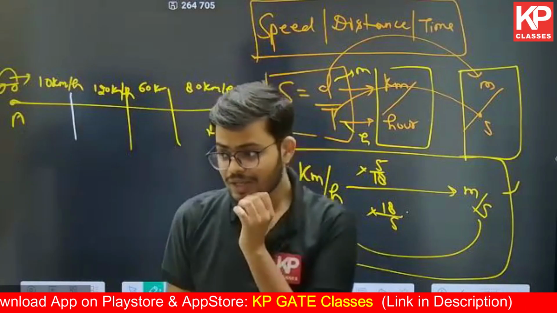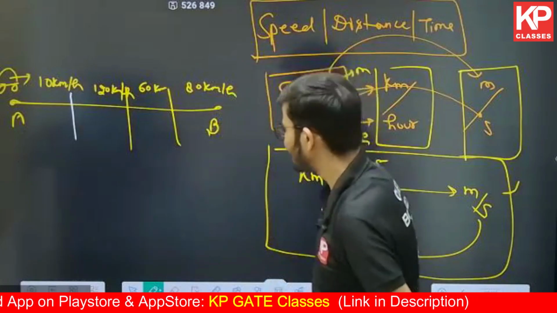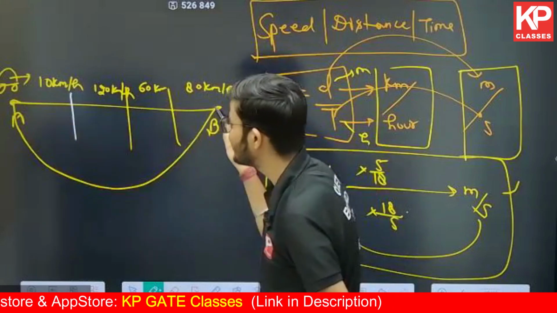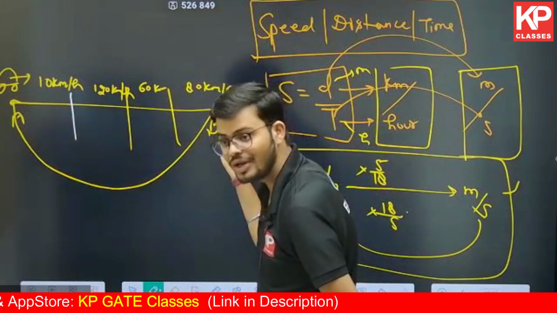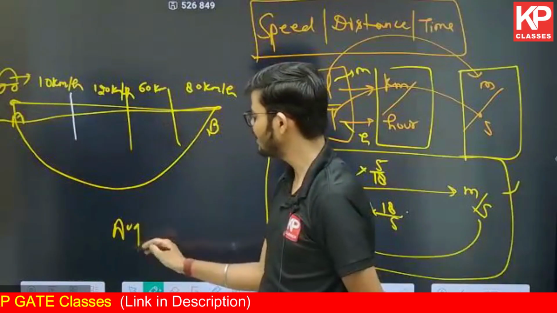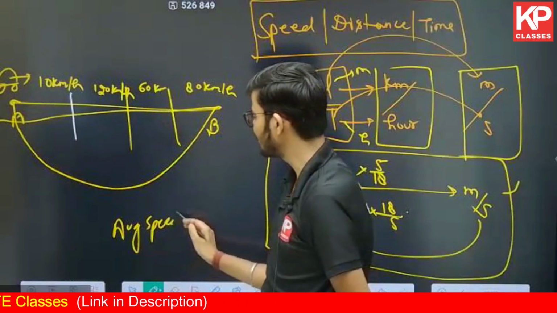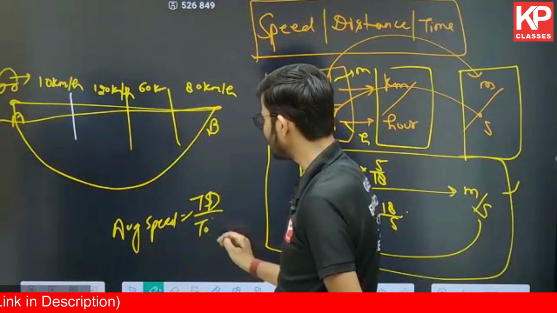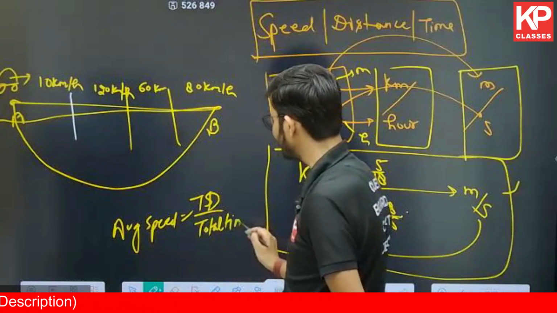So what is the concept of average speed? What time you have taken to reach this place, and what distance you have traveled. That means if we need to find out average speed, this is nothing but total distance divided by total time. Total distance divided by total time.